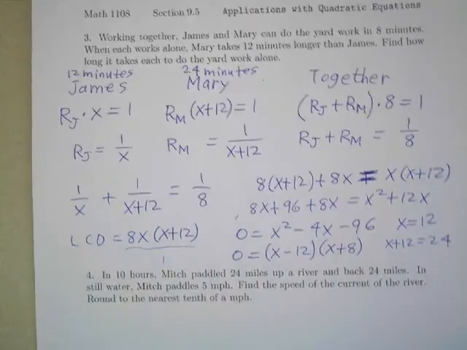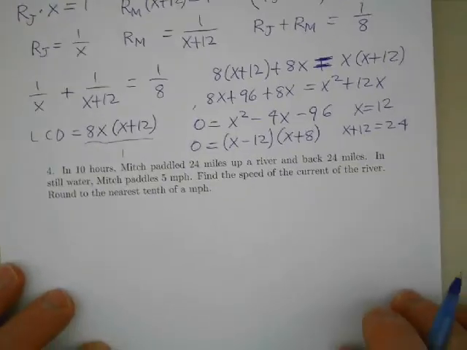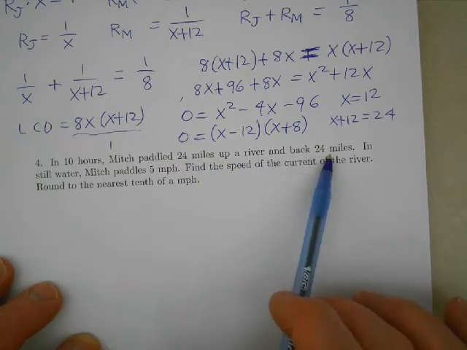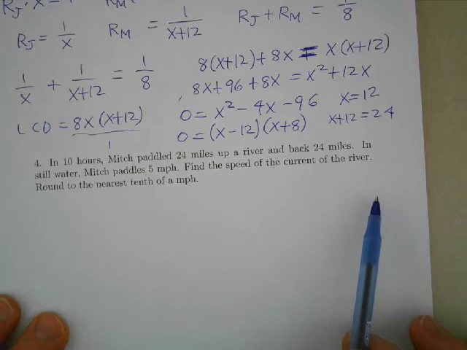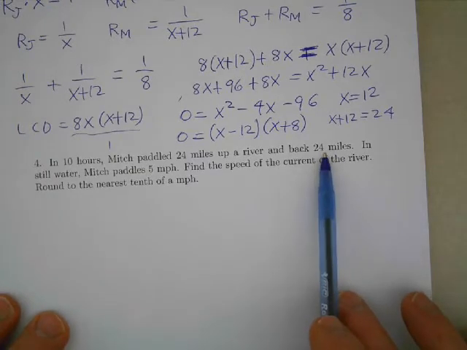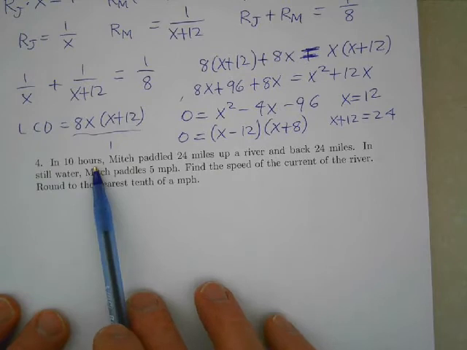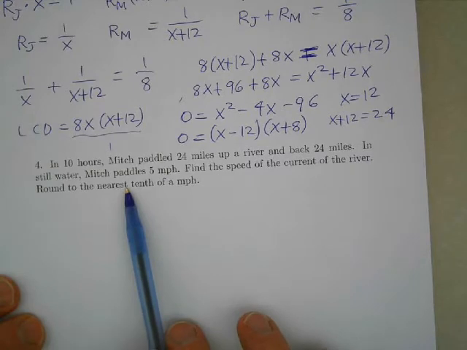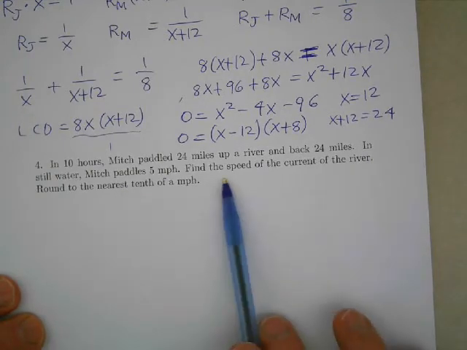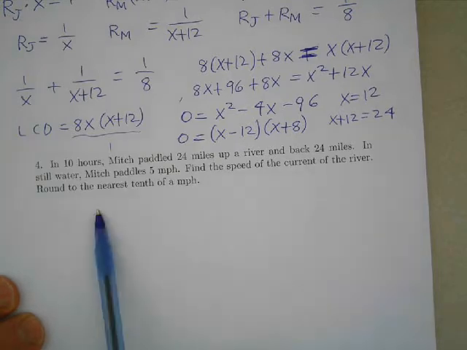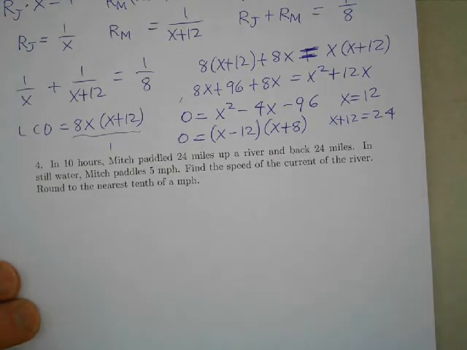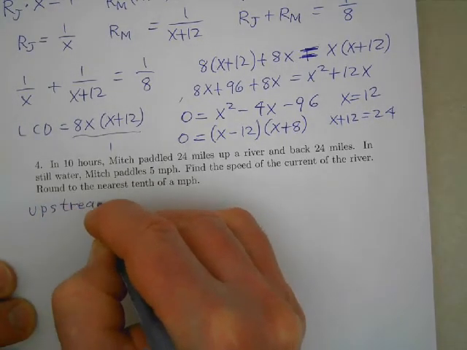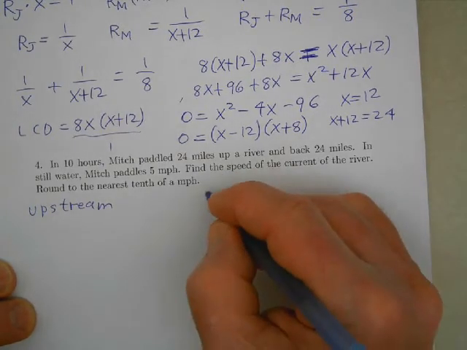Okay, moving on to the next problem. This one, in 10 hours, Mitch paddled 24 miles up a river and back 24 miles. So upstream he paddled 24 miles, and he paddled 24 miles back, and the total amount of time taken was 10 hours. And we're told in still water, Mitch paddles 5 miles per hour. So find the speed of the current of the river and round to the nearest tenth of a mile per hour.